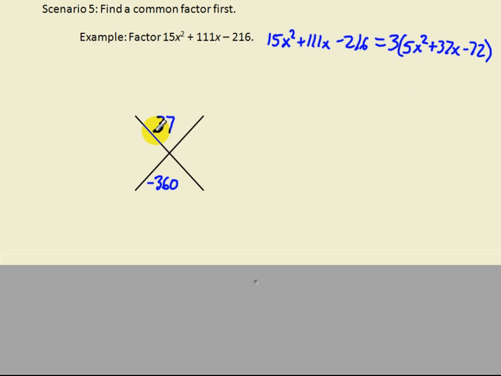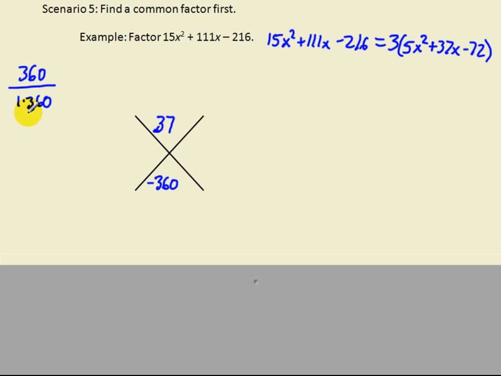So the negative product here tells us we have opposite signs, so we want a difference of 37. Now 360 rather has a whole lot of factors to it, so we could take a while doing this. 1 times 360, way too far apart.